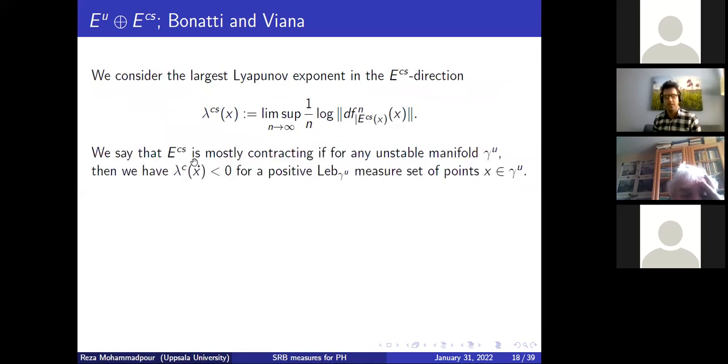And we say that E^CS is mostly contracting if for any unstable manifold gamma^U, we have a negative Lyapunov exponent. Sorry, here it should be lambda^CS, I mean, corresponding to this one, for a positive Lebesgue measure set of this. Roughly speaking, we have a negative Lyapunov exponent on some positive measure set.